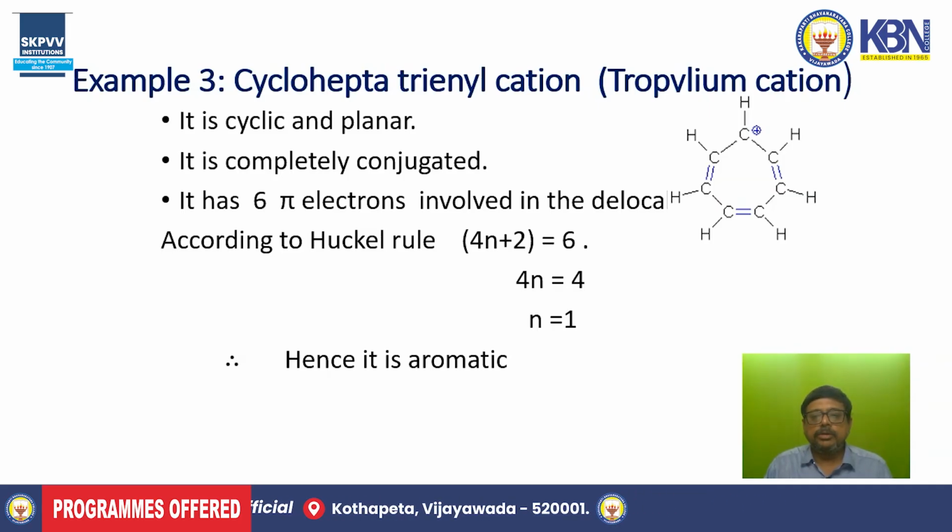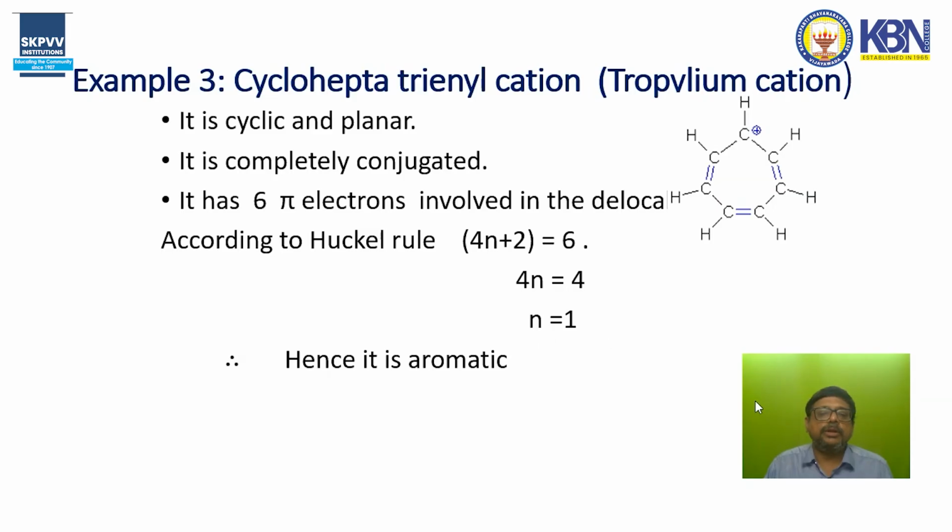According to Huckel rule, 4n plus 2 is equal to total 6 pi electrons because in this structure there are 3 double bonds. So 4n is equal to 4. So therefore n value is equal to 1. Hence it is also aromatic compound.